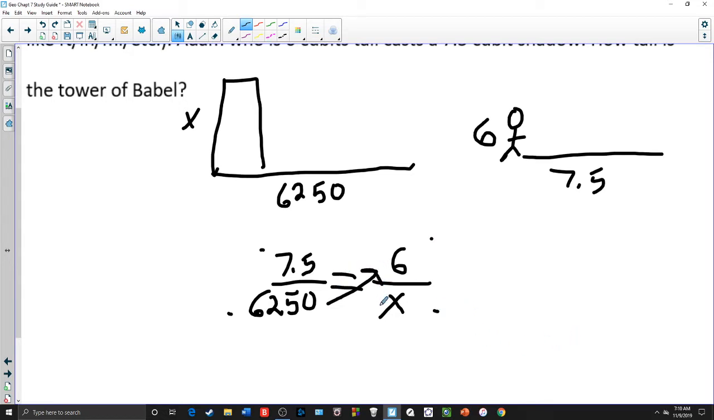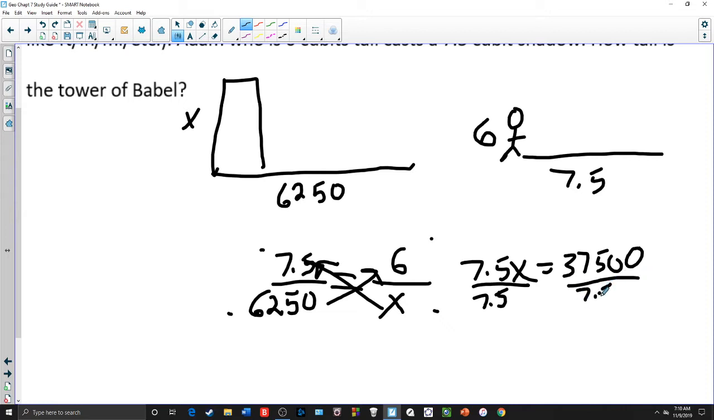And now we go through our little cross multiplication process. So we have 7.5x is equal to 37,500. And then just like before, we divide out that piece there, and we get x is equal to 5,000. So the Tower of Babel is 5,000 cubits tall, according to this diagram here.